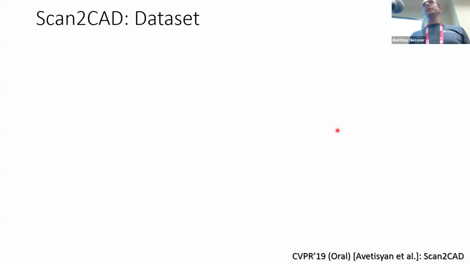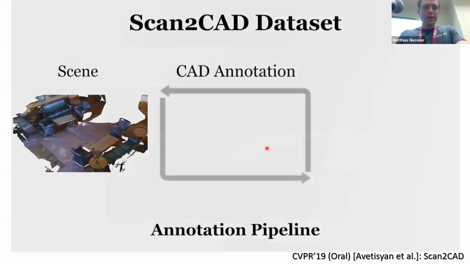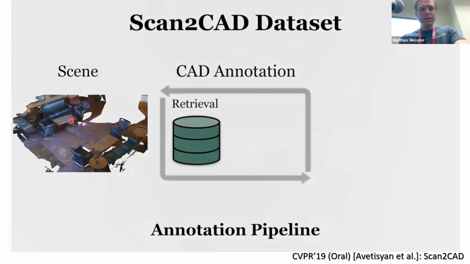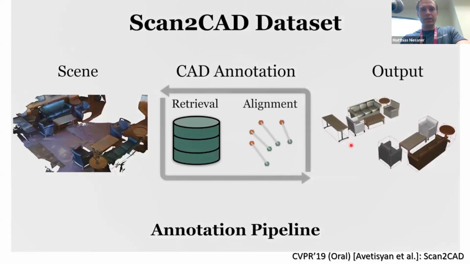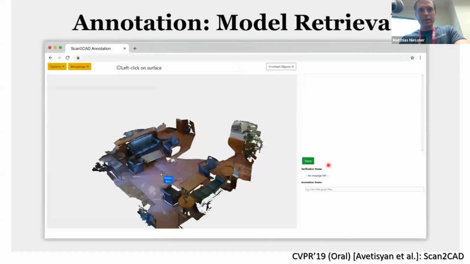And as a data set of CAD models, we took ShapeNet, specifically a subset of ShapeNet. I think we took like 8 classes or so. In this case, we have a 3D scene from ScanNet, and then we did the retrieval and alignment based on that, and then we got the respective output. What I want to show specifically is the annotation tool. This is this one here.